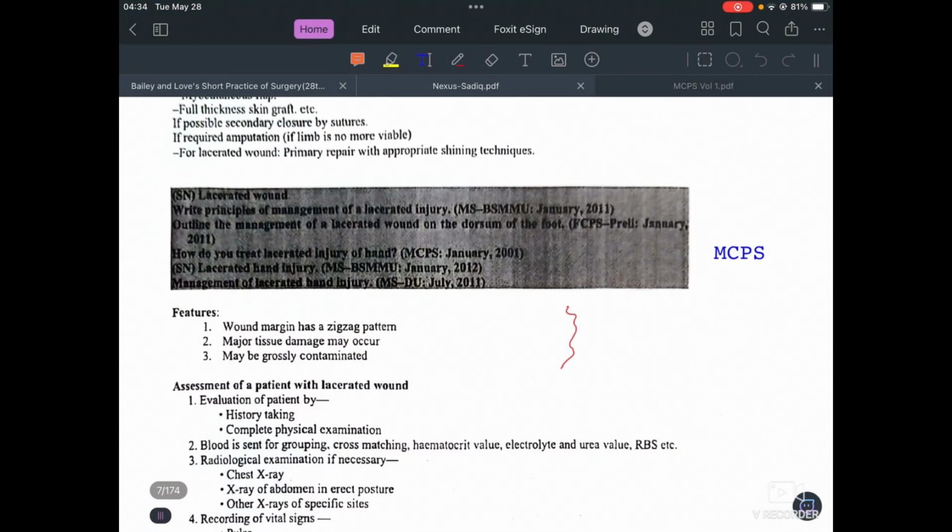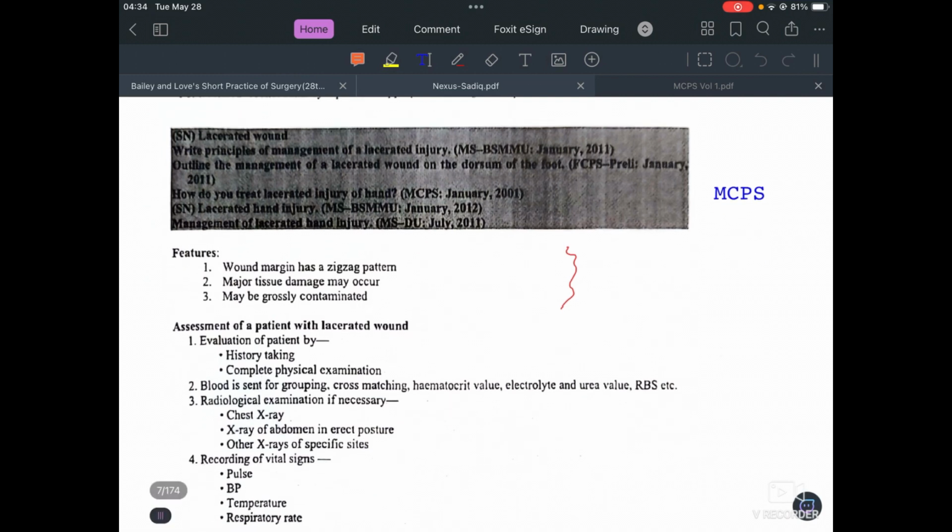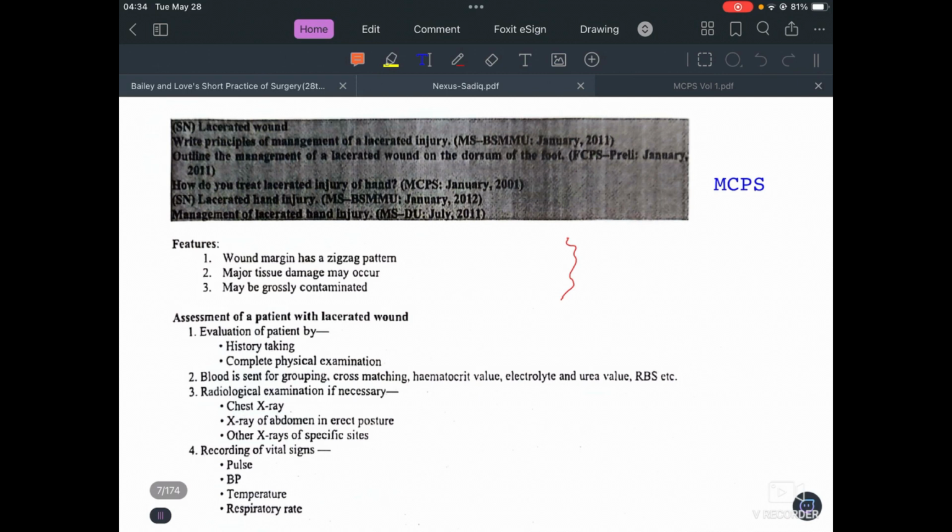So the lacerated wound has the zigzag pattern. Major tissue damage may occur and it may be grossly contaminated. Assessment of the patient with a lacerated wound. So it is a feature.